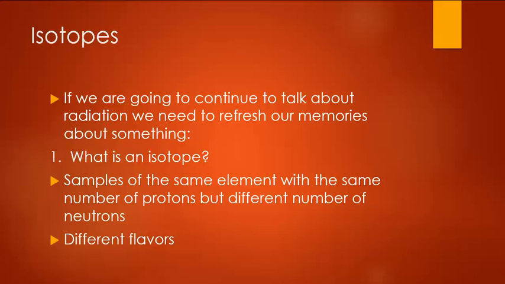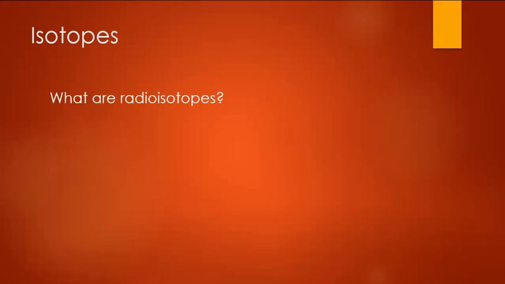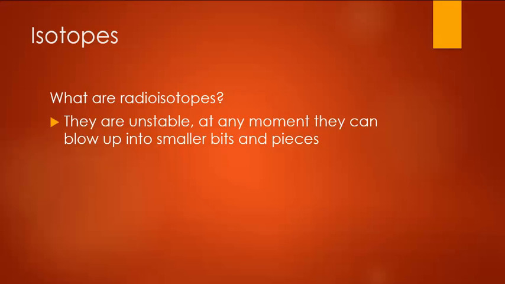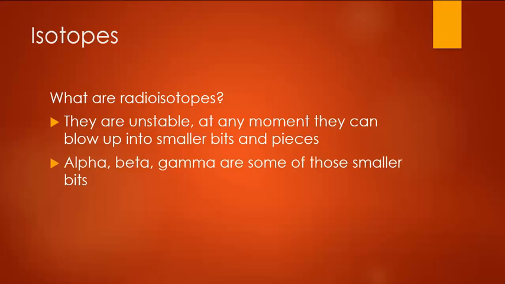Samples of the same element with the same number of protons but different number of neutrons. So in this chapter, we're going to study radioisotopes. What are radioisotopes as opposed to just isotopes? Who did we use as an example here? Who was radioactive? Serenity. So Serenity would be the radioisotope. Somebody that at any moment could blow up and become somebody new. The rest of you guys are just isotopes or non-radioactive.